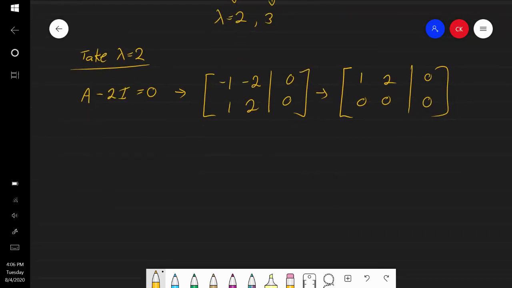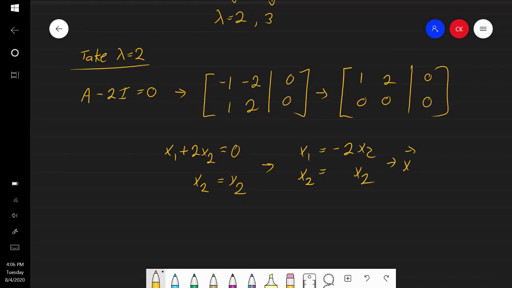And we would do this in our normal fashion, write it out as an equation again. So I get x1 plus 2x2 equals 0. And we see that x2 is equal to itself. And we can put this into vector form. x1 is going to be equal to minus 2x2. And again, x2 equals itself. And that would imply then the vector x would have to be equal to minus 2, 1 times x2. So this vector here is our eigenvector.